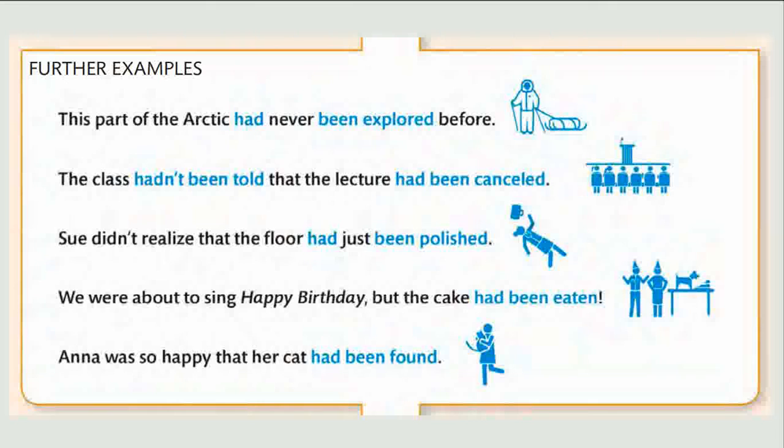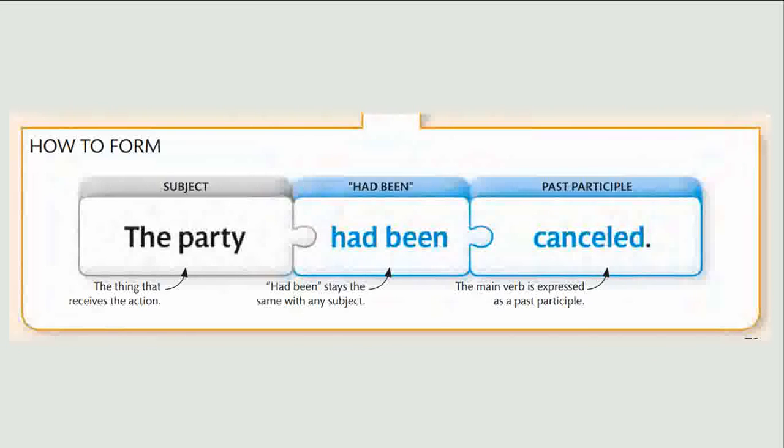Now let us look at the pointer, how it is constructed. Let us analyze the structure. How to form it? The subject is the party. "Had been" is used and then the past participle. The party had been cancelled. The thing that receives the action is the party. "Had been" stays the same with any subject, and then we have the past participle, that is the main verb used over here. At this point, you are requested to pause the video and construct a sentence for your own understanding.